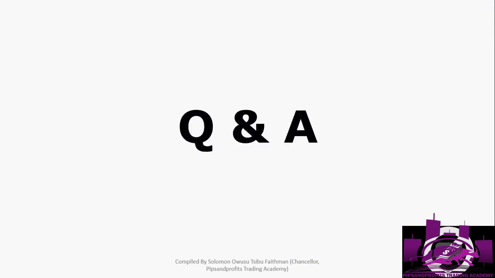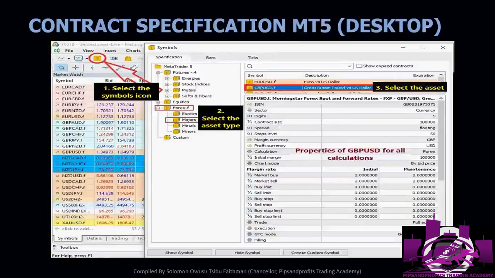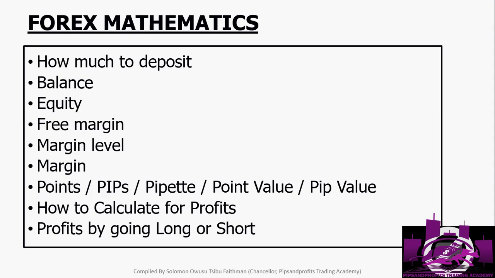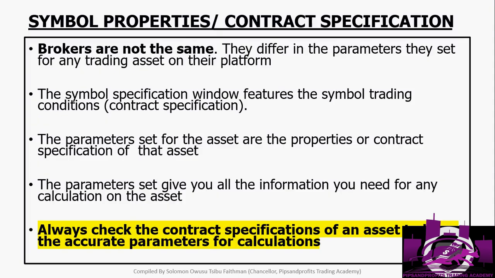We're talking about Forex mathematics. We started with Forex mathematics, and some of the things we were going through were looking at how much to deposit. We're looking at balance, equity, free margin, margin level, margin, points, pips, pipettes, point value, pip value. And then we are going to look at how to calculate for profit today. Then we will start doing some examples on how you profit by going long or going short.